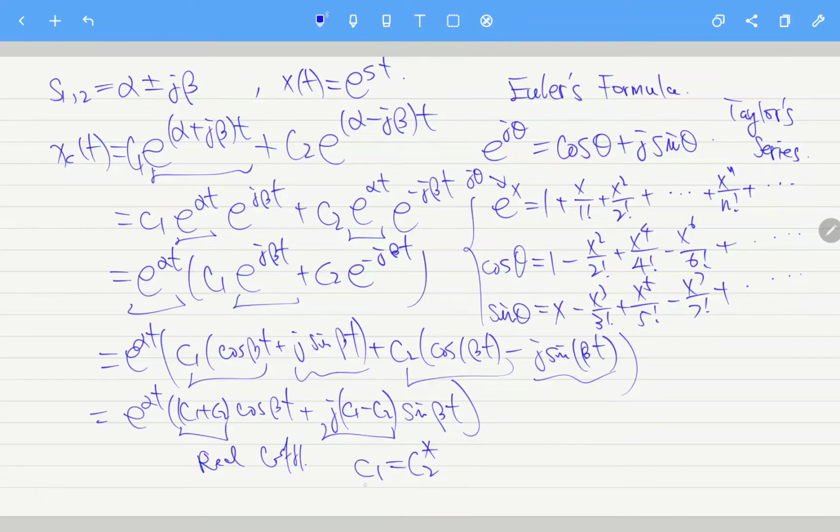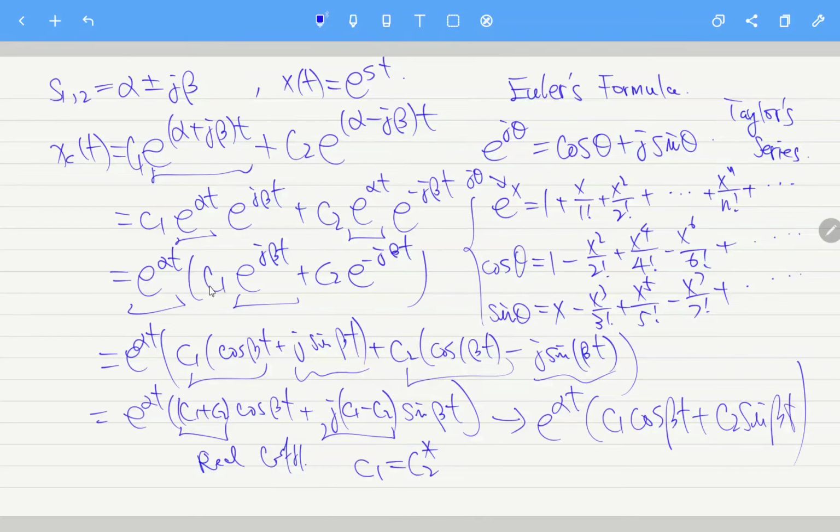which makes it like c1 equals the complex conjugate of c2. And in that case, if we just add them together, it will be a real number. And if we just subtract them, it will be a purely imaginary number. And multiplied by j, it becomes a real number. So we can just rewrite this one to be C1 and this one to be C2, so that it can be written as exponential to alpha t, and then C1 times cosine of beta t plus C2 times sine of beta t.